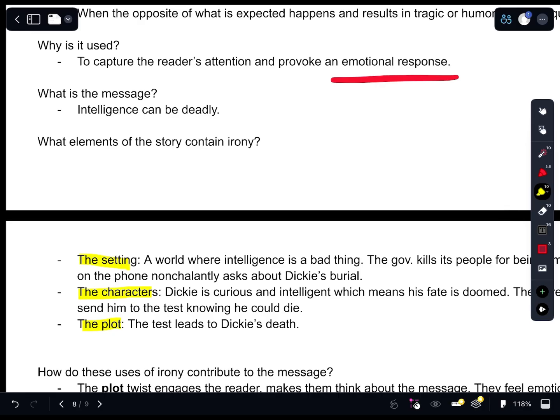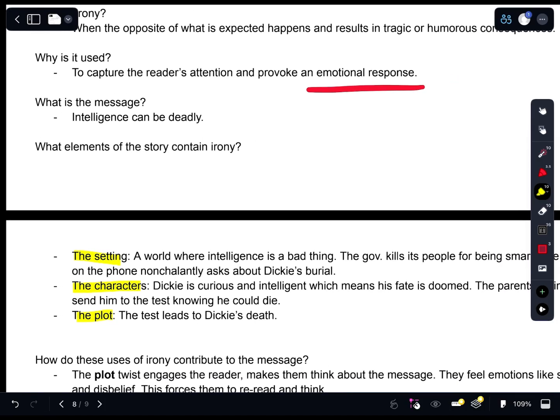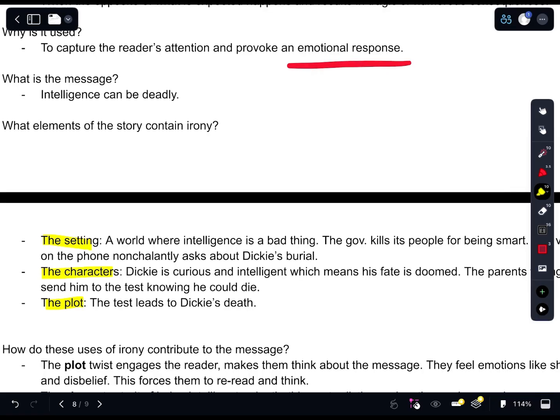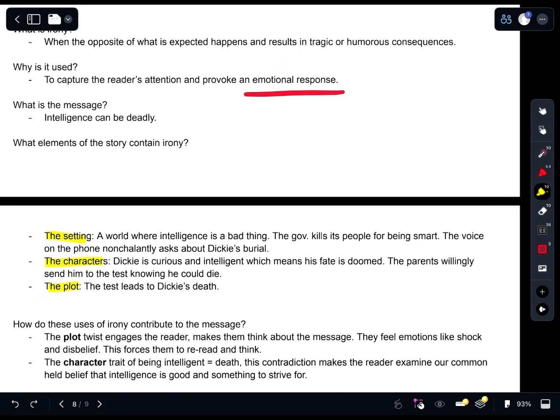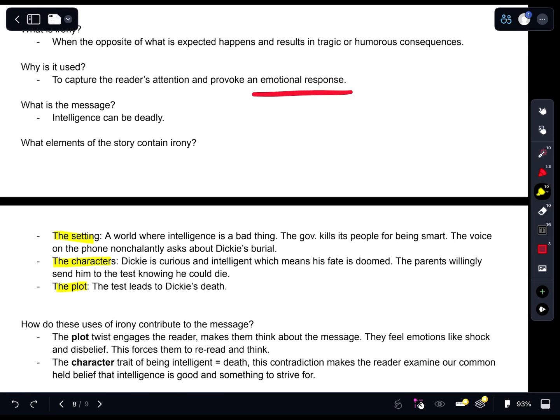So the setting, it's a world where intelligence is a bad thing. That's ironic because in our world, intelligence is a pretty good thing. We want to be intelligent. So that's ironic. It's like, oh, well, this is a world where intelligence is not a good thing to have. You don't want to have it because you could die from it. The government kills its people for being smart. The voice on the phone nonchalantly asks about Dickie's burial. So that's at the end of the story. They just kind of say, yeah, he did above normal. Do you want his body interred or would you like a private burial?